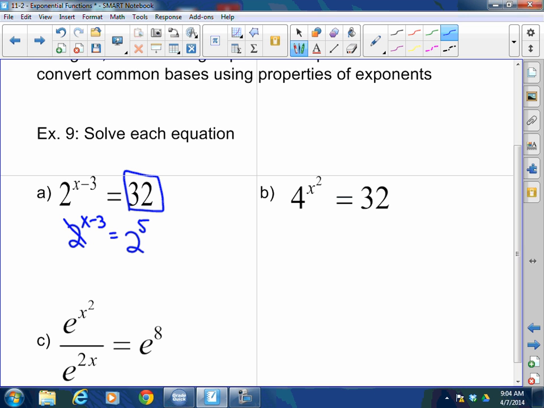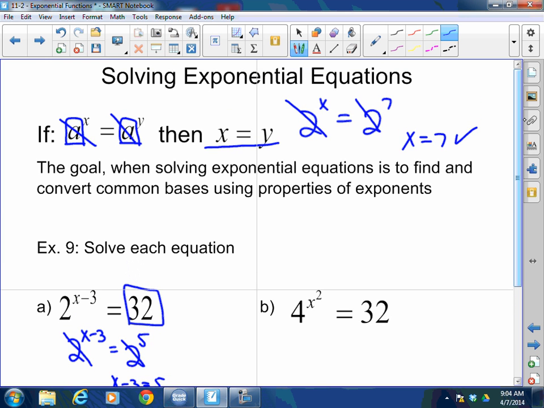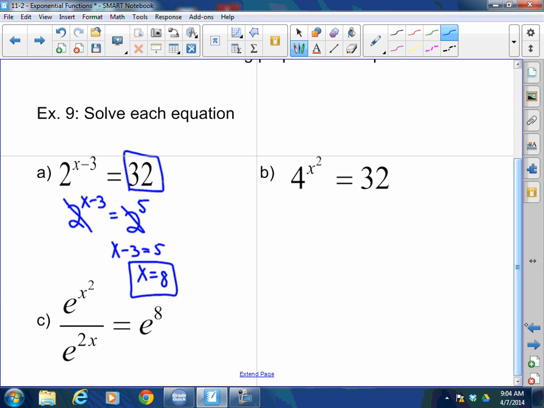Now the bases of 2 cancel. X minus 3 equals 5. Add 3 to both sides. X equals 8. And guys, I hope you realize you are solving some complicated stuff. But as long as you remember the power of this property, and you know your times tables, and you know how to convert, you're going to be fine.